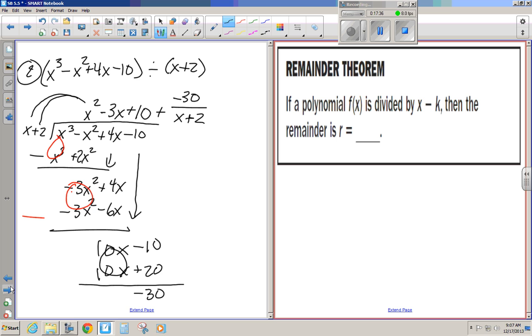All right, the remainder theorem. If a polynomial f of x is divided by x minus k, then the remainder is r equals f of k. Basically what that means is when you're dividing these, if you're dividing by an x minus a number, you can come up with the remainder by simply substituting the k in for x.